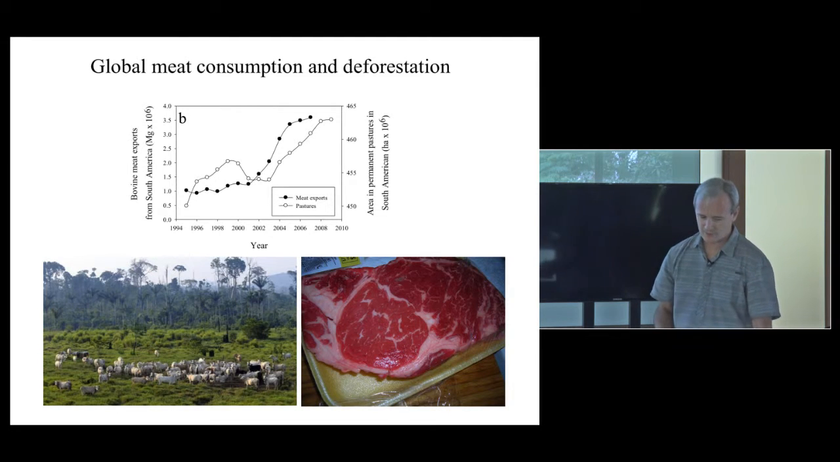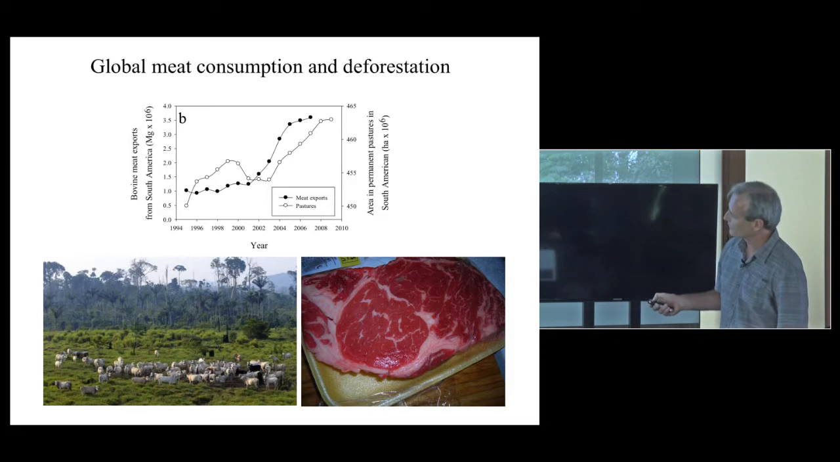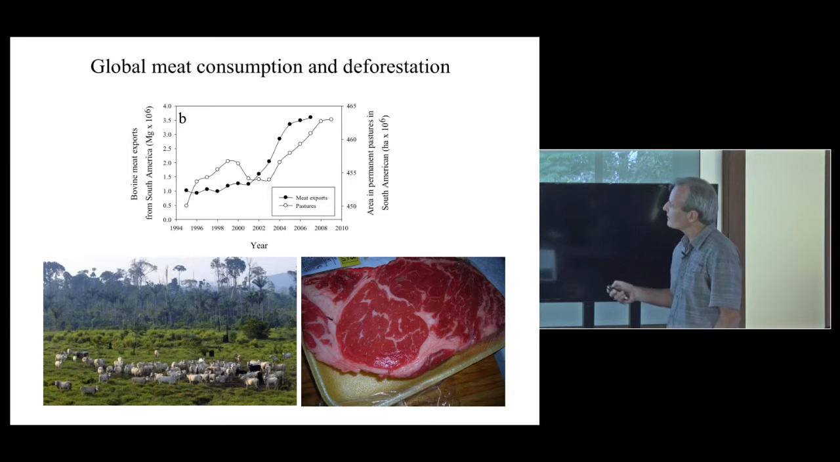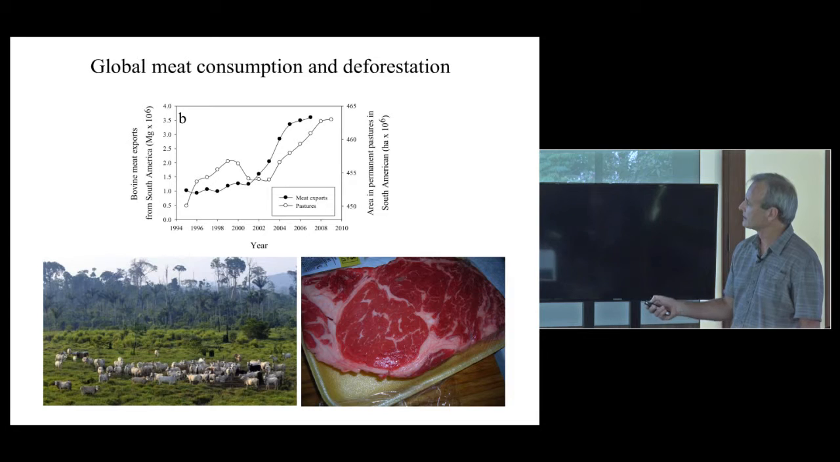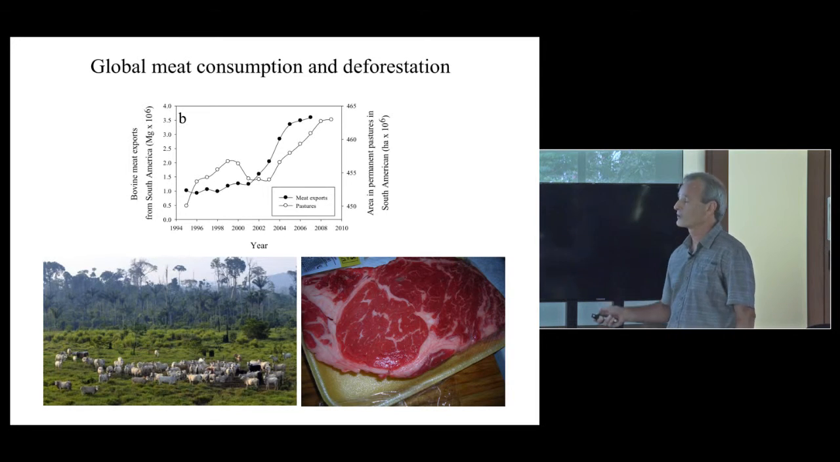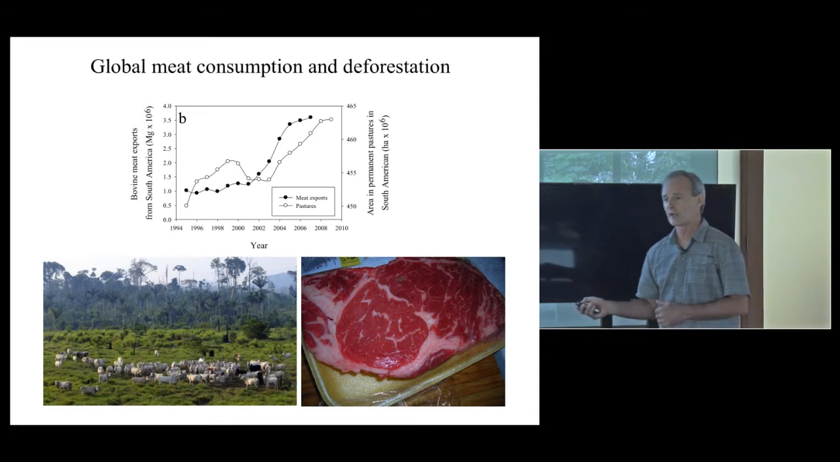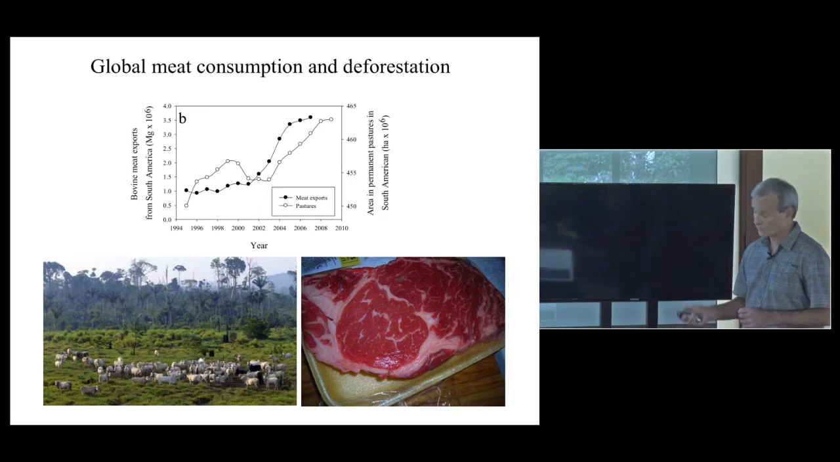The other component of the global meat consumption is beef. And so we did something similar. We looked at exports of meat from South America, and we looked at the pasture lands. And one of the things that's interesting, if you look in the 1990s, there's not a very clear correlation between these two. Exports is rather flat, and then there's ups and downs in pasture. But since 2002, there seems to be a much stronger correlation between the amount of exports of beef out of South America and the area that's being used for cattle production.